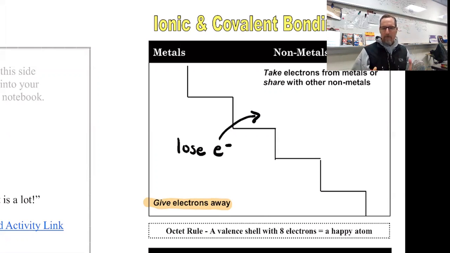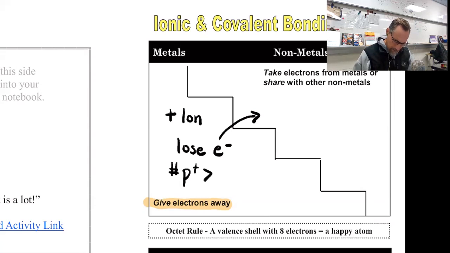And when it loses that negatively charged electron, it forms a positive ion. And so the number of protons is going to be greater than the number of electrons. And again, that's why it becomes a positive ion, okay?